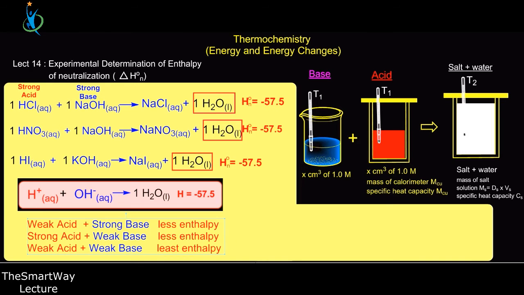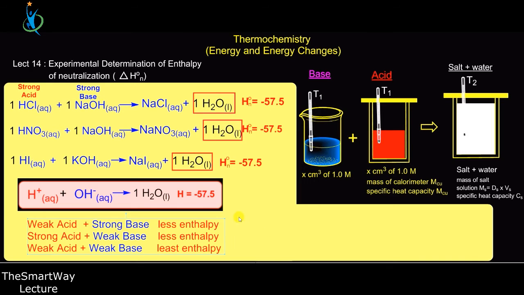Now quickly let me give you some examples of the weak acid and the weak base. Then we will continue this lecture on enthalpy of neutralization, that is, how to experimentally measure it. Good. So in our last lecture I didn't give you the examples of a weak acid and a weak base.